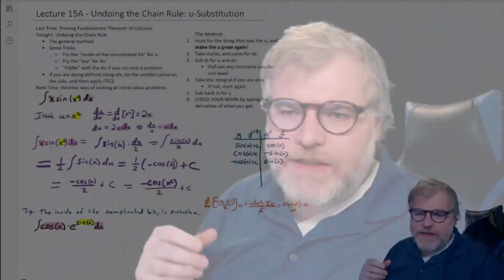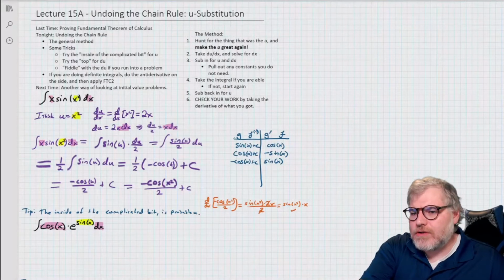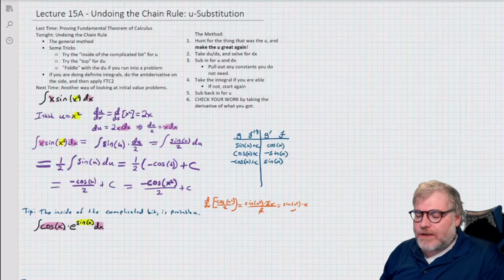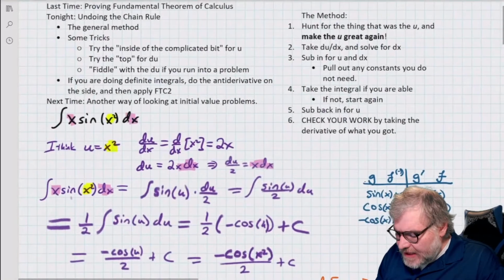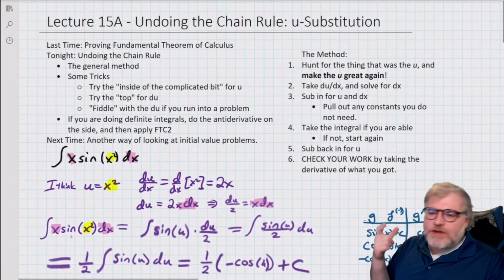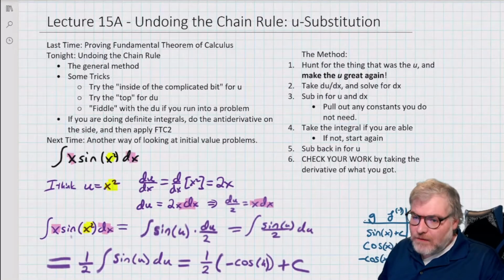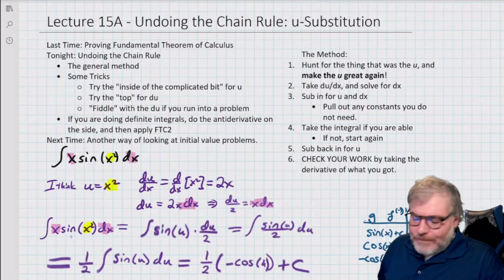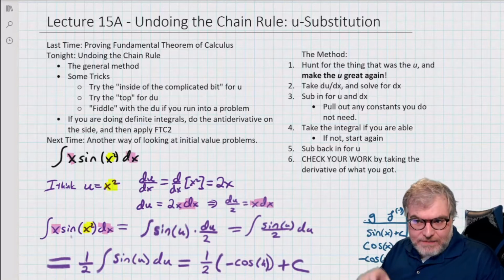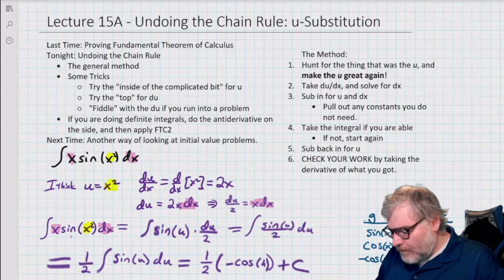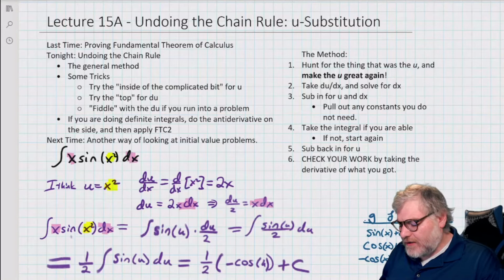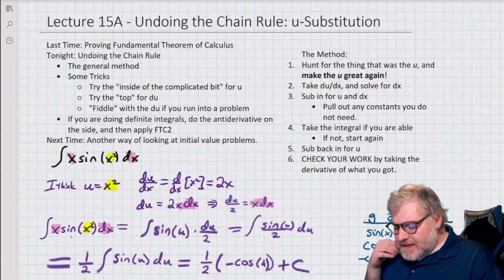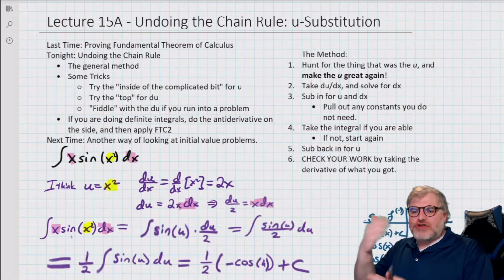So this is really the last major lecture of new material. There's a 15b, which is very important, but it's a reinterpretation of material that we've seen before. It's nice and it's important, but it's not something brand new. So this is the last time we're going to have brand new material. Last time we proved the fundamental theorem of calculus. Next time we're going to look at initial value problems again. Today, what we're going to look at is undoing the chain rule.